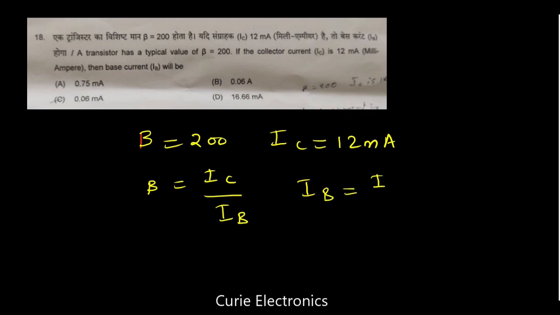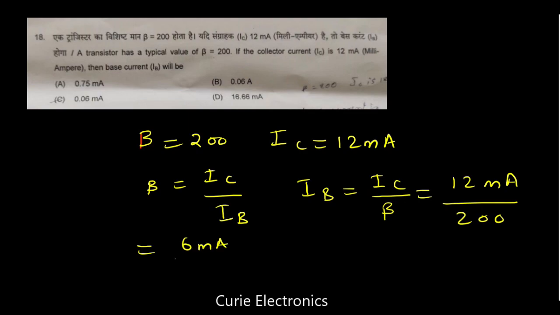Base current IB equal to IC upon beta. So it is IC is 12 milliamps upon beta is 200. This we can simplify to 6 milliamps upon 100. Right? I'm just doing the division. So it is 0.06 milliamps. The base current is 0.06 milliamps. Yes, they are given in milliamps only. So option C is the right answer.